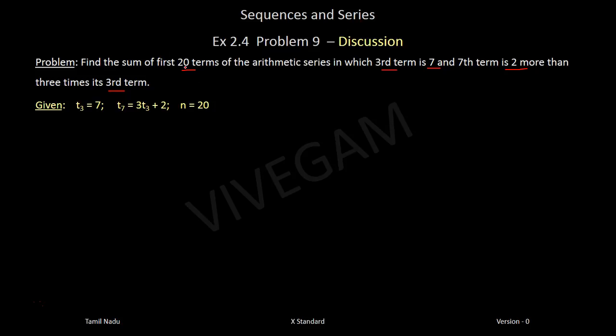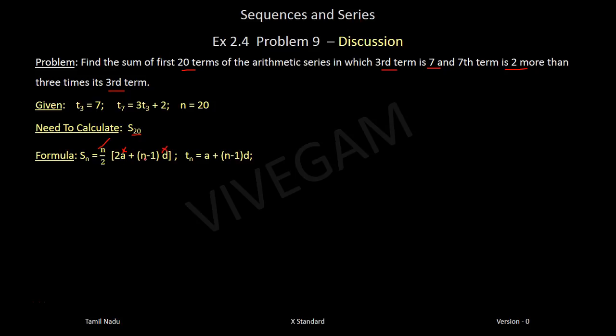So what is asked? We are asked to find S20, the sum of the first 20 terms. So let's write the formula. Sn equal to n by 2 into 2a plus n minus 1 into d. If you look at this, n we know, a we don't know, and d also we don't know. So there are two unknowns in this formula.